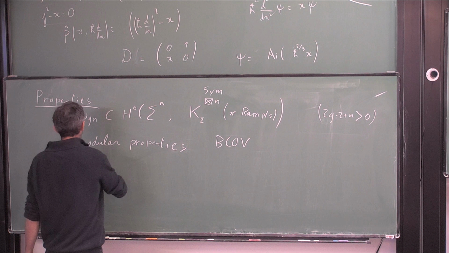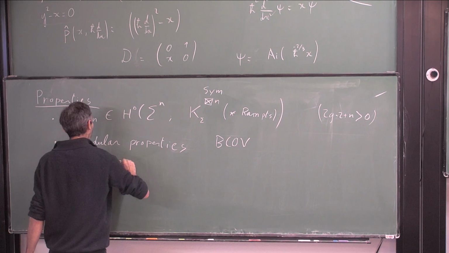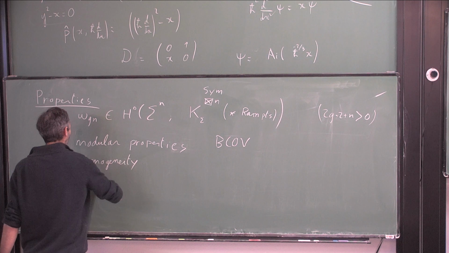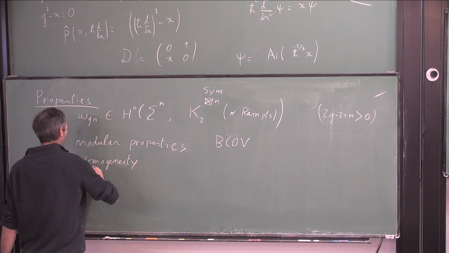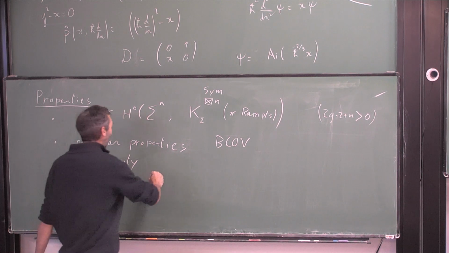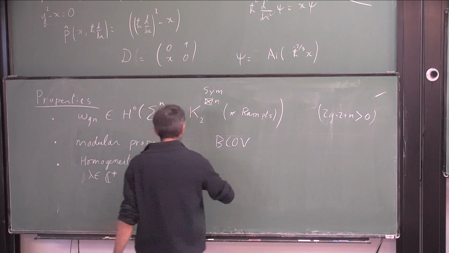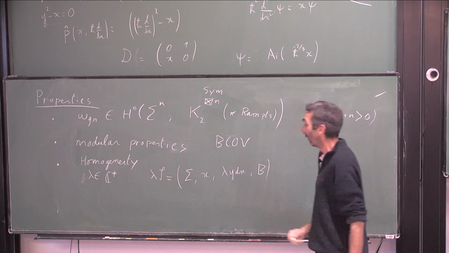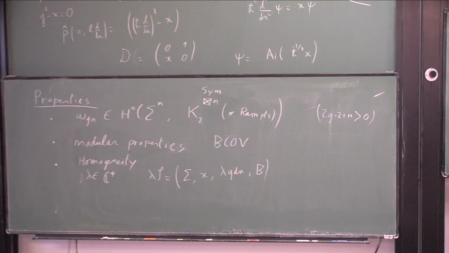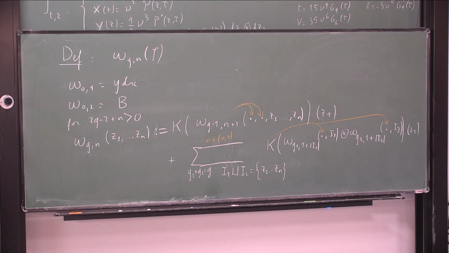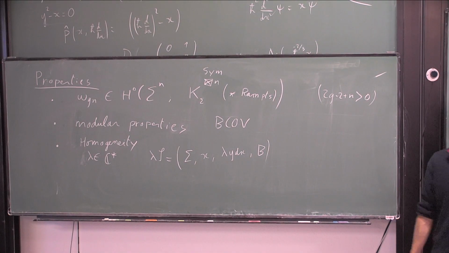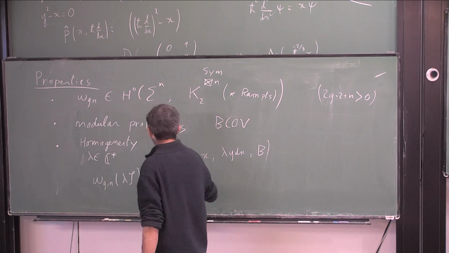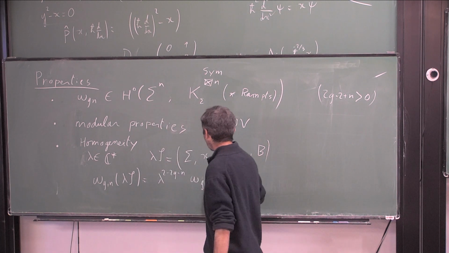Well, another property that I will need is homogeneity. Let me define what I call rescaling. If you take lambda in C star, what I call a rescaled spectral curve, lambda S, is just the same sigma, the same x, and the same B, but you multiply ydx by lambda. So rescaling the spectral curve is just rescaling the ydx. In fact, if you think in terms of Higgs field, it's just rescaling the Higgs field. And the property is that omega gn of lambda S is lambda to the 2 minus 2g minus n times omega gn of S.